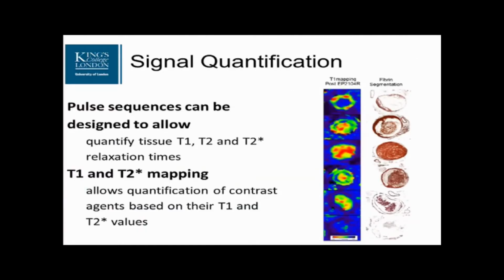So very important in atherosclerosis research, or in MRI research, is signal quantification, and this can be done using pulse sequences that specifically measure T1, T2, and T2 star relaxation times. And that then allows, for instance, to quantify or to differentiate different tissue types based on their differing T1 and T2 star relaxation times.